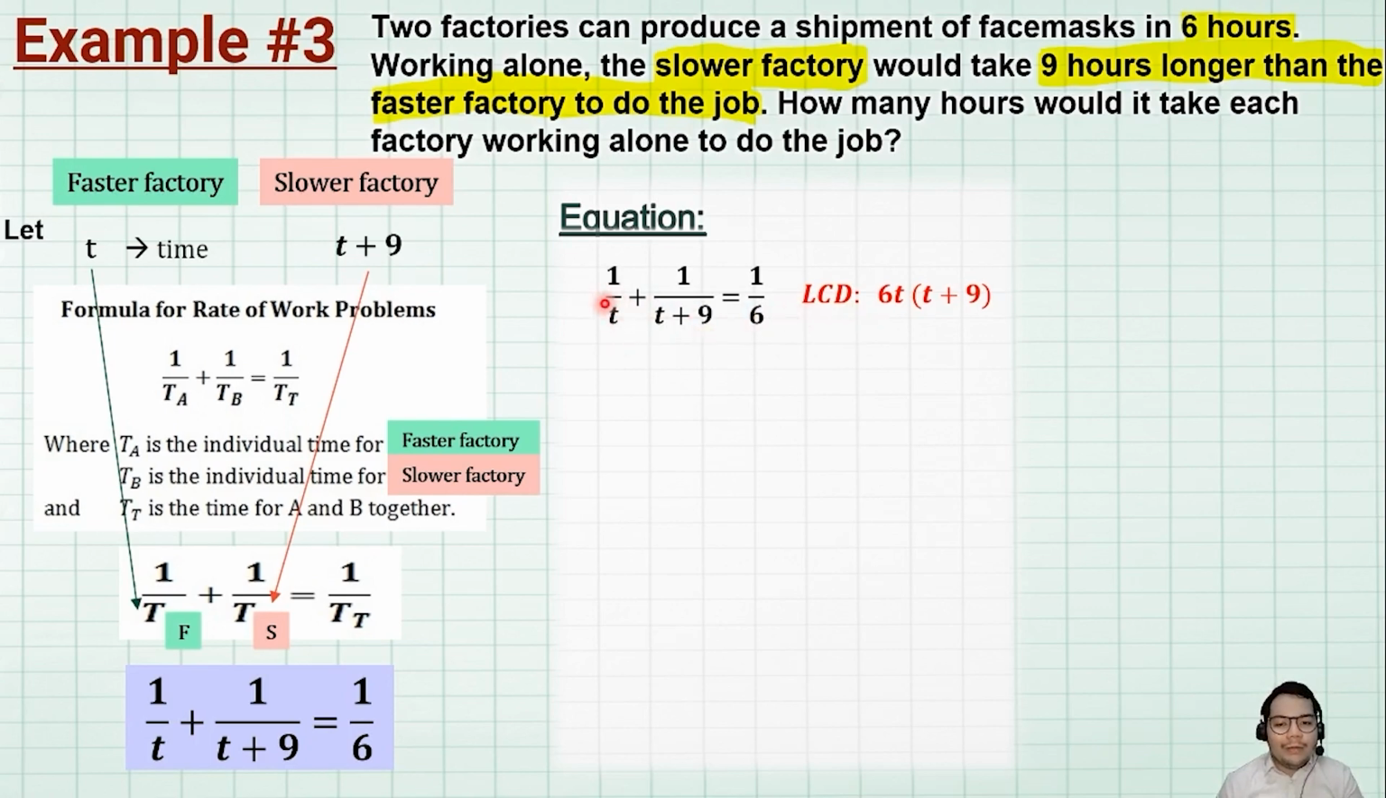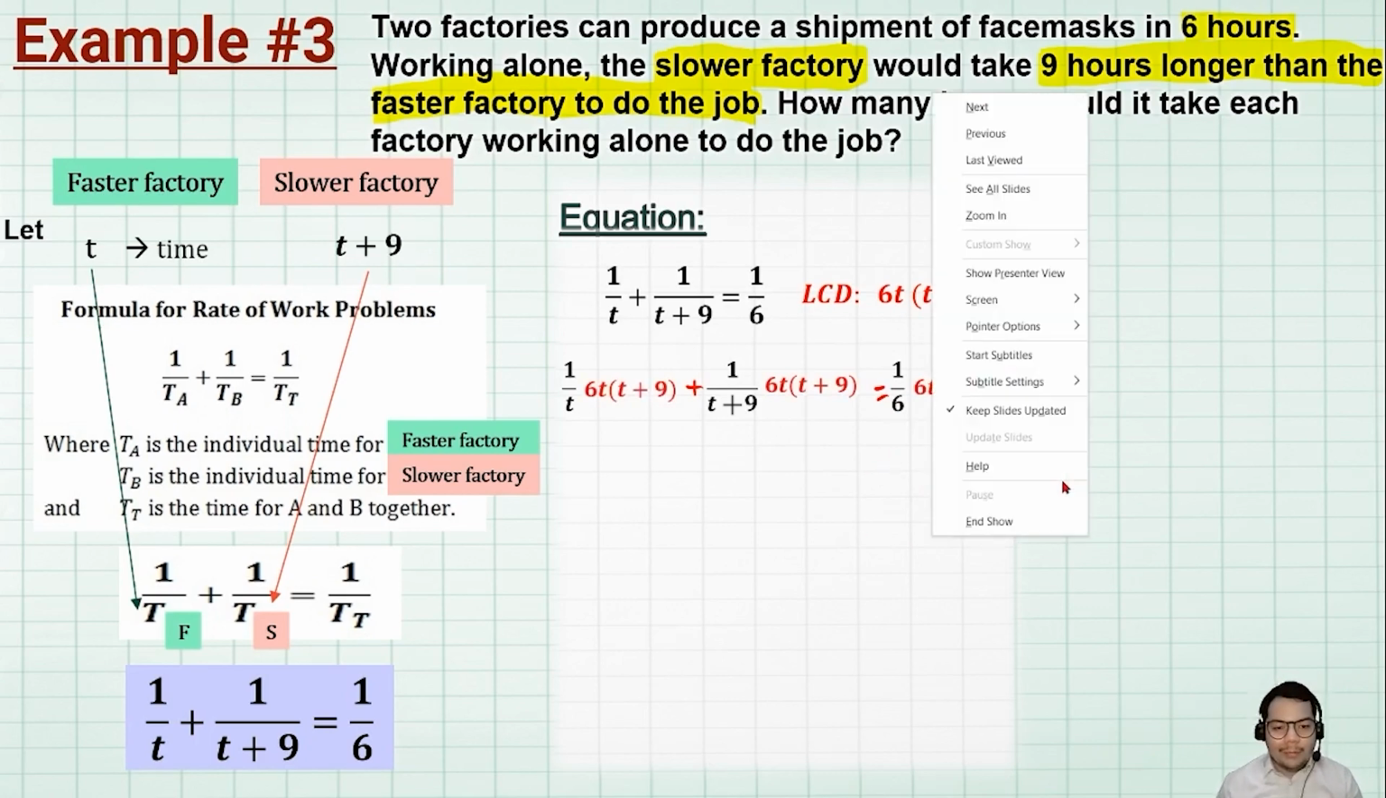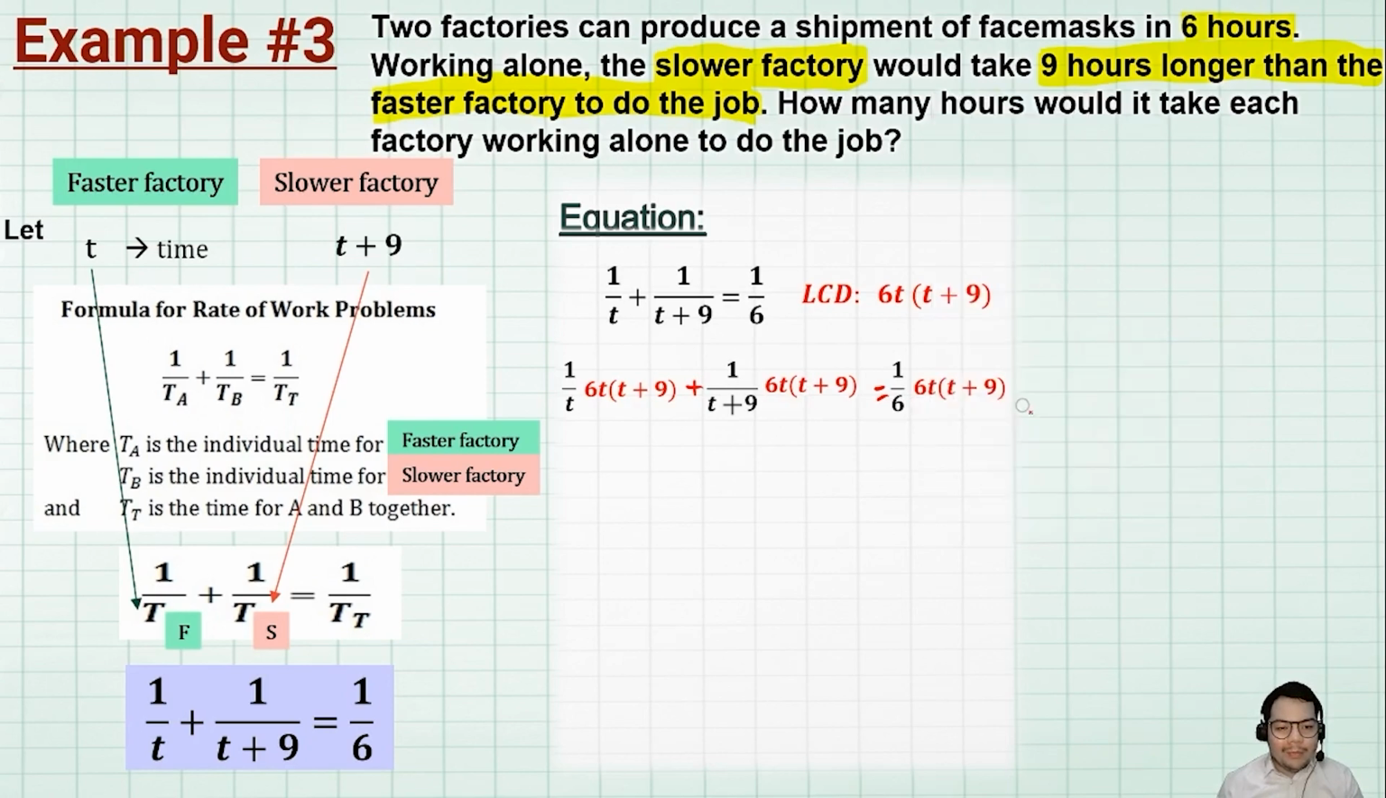Kaya yung mga problems natin, ganun din yung mga LCD nila. Yung product lang ng denominator. So from this, we have the denominators t, t plus 9, and 6. So our LCD is 6t times t plus 9. So yan yung LCD natin. Then paano natin gagamitin tong LCD in reducing this equation into a quadratic equation? First, we will once again have this equation. So, ang gagawin natin dyan, we will multiply each of the given term to the LCD. So, from that, pwede na tayong mag-simplify.